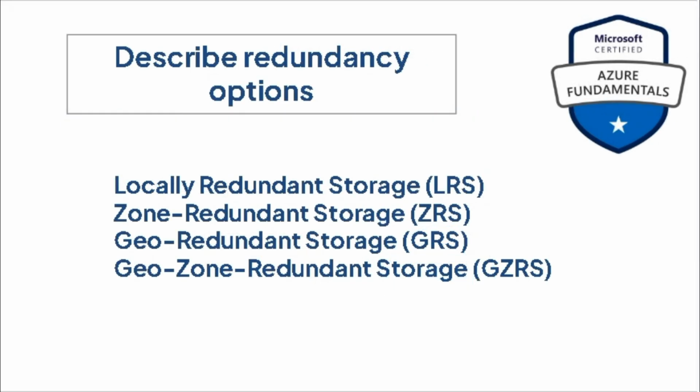One of the things for your Azure certification is you must be able to describe redundancy options. And we have 4 redundancy options that should be covered under AZ-900. The first one is the LRS, the locally redundant storage. Second is the ZRS, zone redundant storage. Third one, GRS, geo redundant storage. And the last one is GZRS, the geo-zone redundant storage, which we're going to go through one by one.